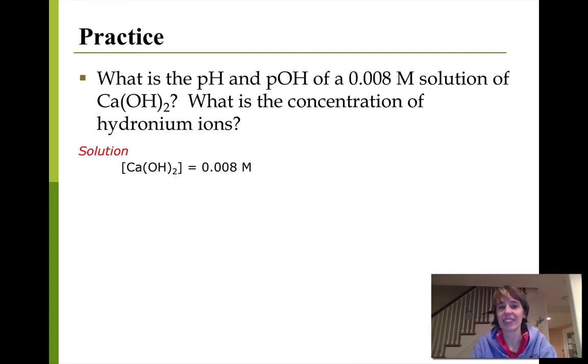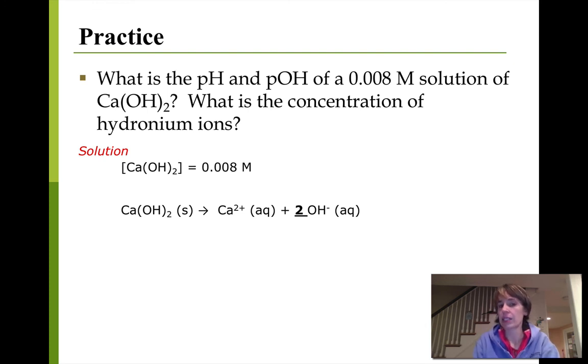One more practice for tonight. Let's look at a base solution of calcium hydroxide. It asks, what is the concentration of hydronium ions? And what's the pH and pOH of this solution? So if we know the solution is 0.008 molar, that's a starting point.